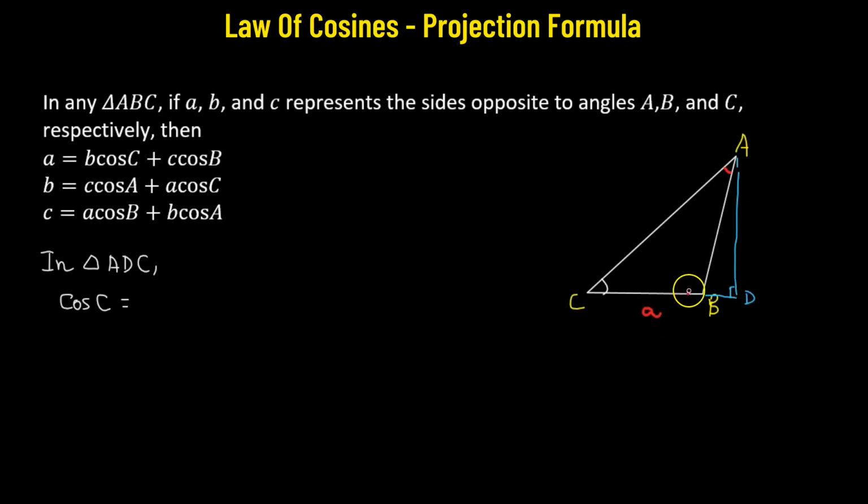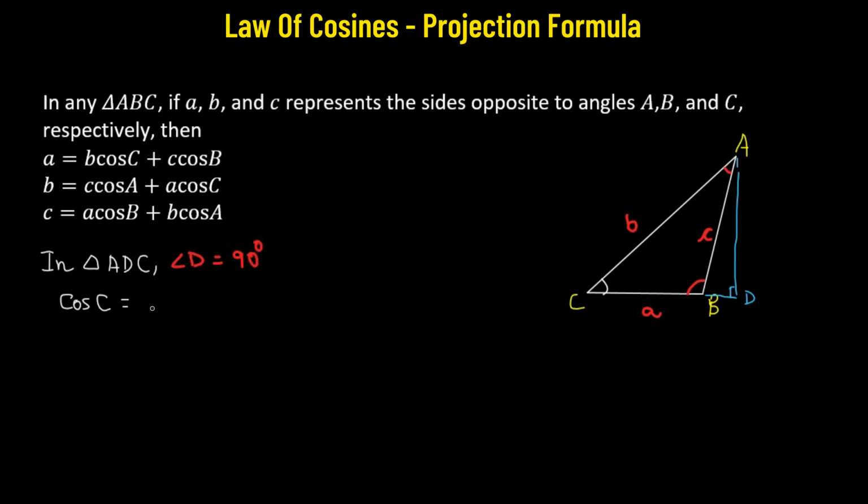Then the side opposite to angle B, which is AC, will be represented by letter b in lowercase. And the third side AB, which is the side opposite to angle C, will be represented by the letter c in lowercase. The cosine of C, if we're considering the right angle triangle ADC, right angled at angle D, then cosine of C will be the base upon hypotenuse.